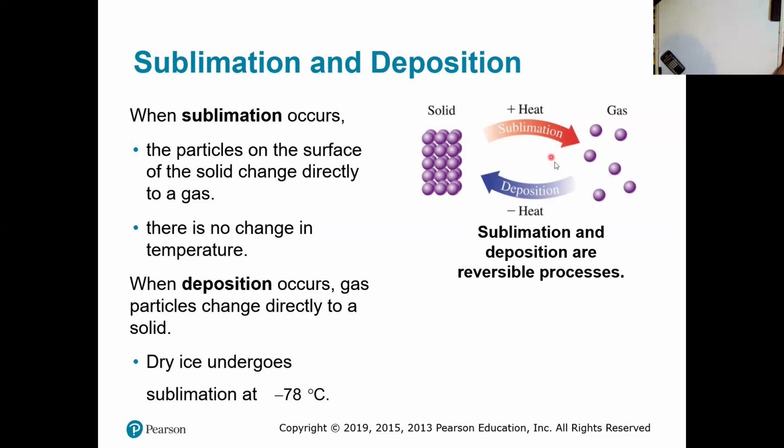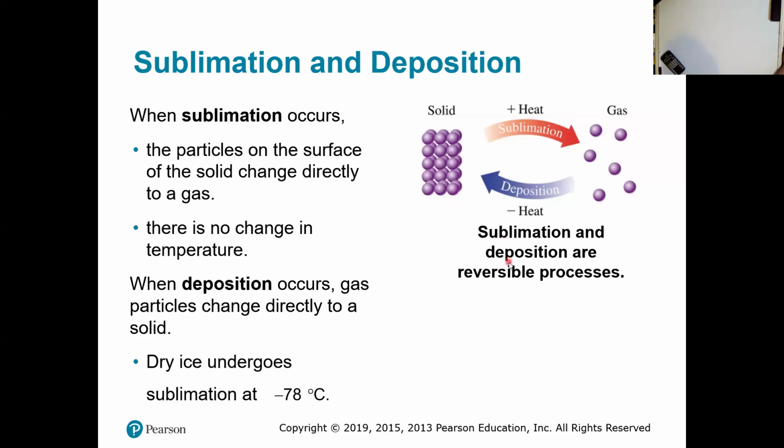The opposite process is when you have a gas and it turns directly back into a solid. In both of these cases, there is no pause at the liquid phase. It's direct solid to gas and then gas to solid. When a solid converts directly into a gas, this is another process where heat is absorbed, which is why there's a plus sign there. When our gas turns directly into a solid, heat is going to be released. That's why there's a negative sign there.